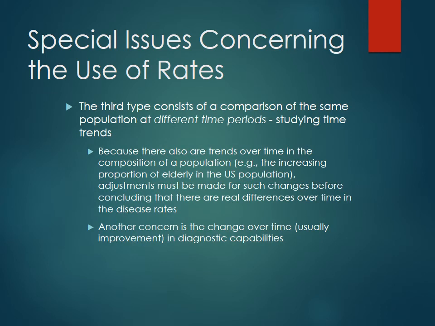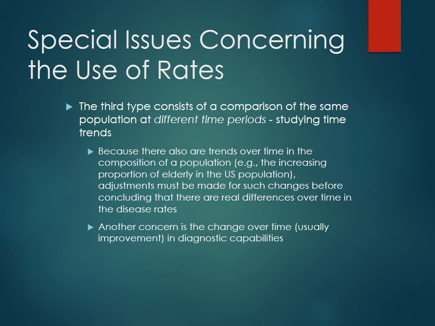The third type is going to consist of comparisons of the same population at different time periods. So in this case, you're going to be studying time trends in that population. We know there are going to be trends over time in the composition of a population. So say in the U.S. we have an increasing proportion of elderly patients because they're living for longer. Baby boomers are starting to hit the elderly age, and so you can see adjustments being made for such changes before concluding there are real differences over time in disease rates.